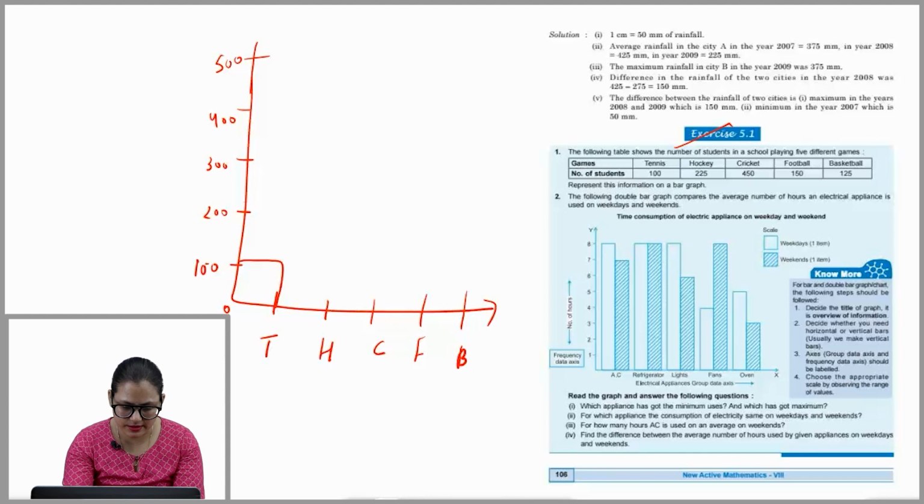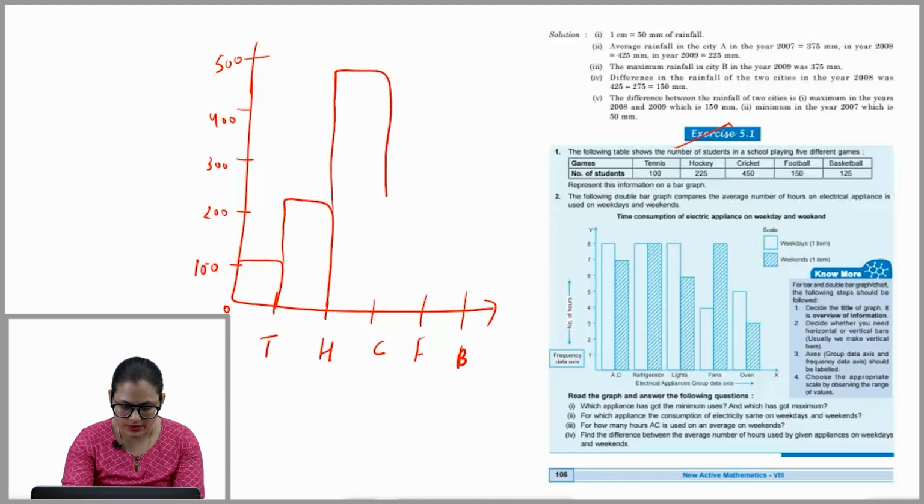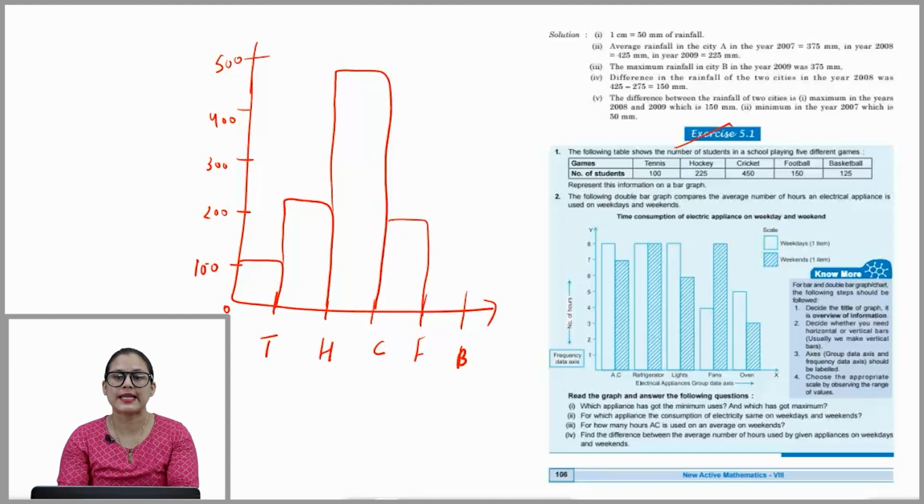Hockey 225 means more than 200. Cricket 450. 450 is between 400 and 500. Football is played by 150 students, means 150 is between 100 and 200. Okay. Basketball is played by 125 students. Okay. So 125 students. Okay.